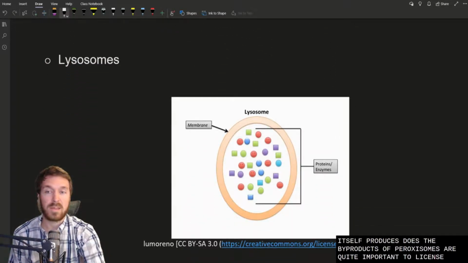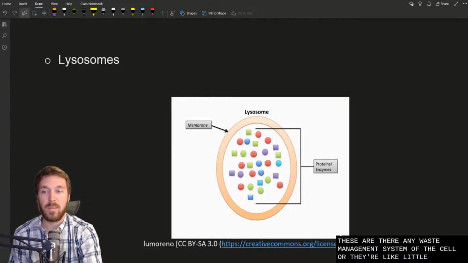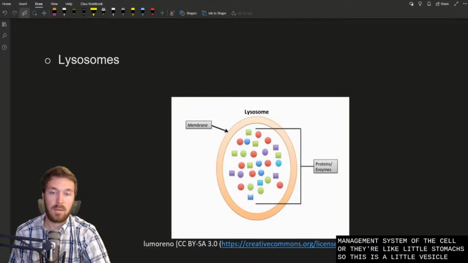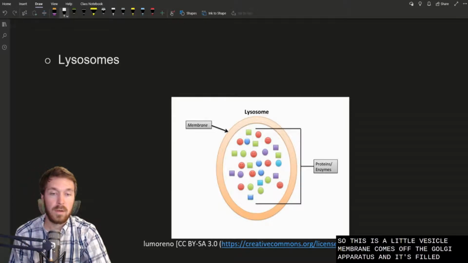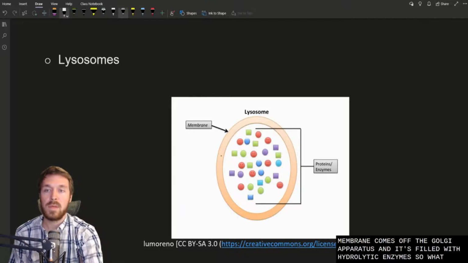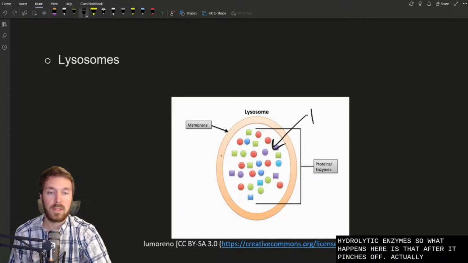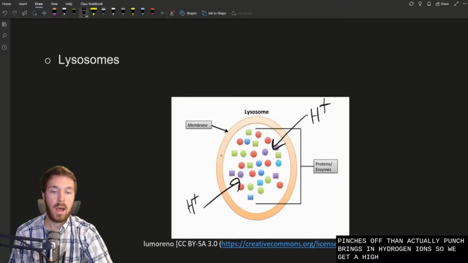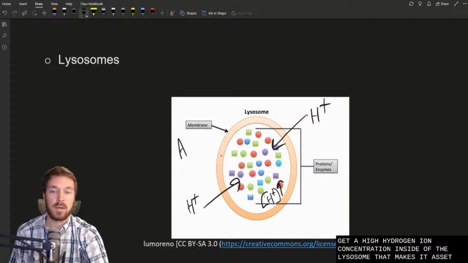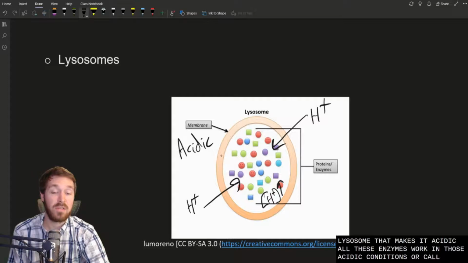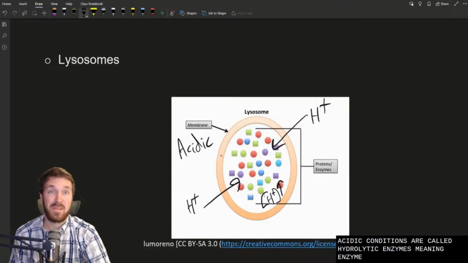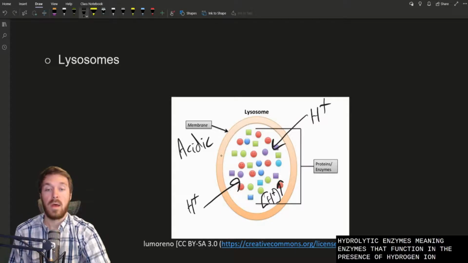Lysosomes are the waste management system of the cell, or like little stomachs. This is a little vesicle, again with a phospholipid membrane, that comes off the Golgi apparatus, and it's filled with hydrolytic enzymes. After it pinches off, it actually brings in hydrogen ions. So we get a high hydrogen ion concentration inside of the lysosome. That makes it acidic. So all these enzymes work in those acidic conditions. They're called hydrolytic enzymes, meaning enzymes that function in the presence of hydrogen ions.